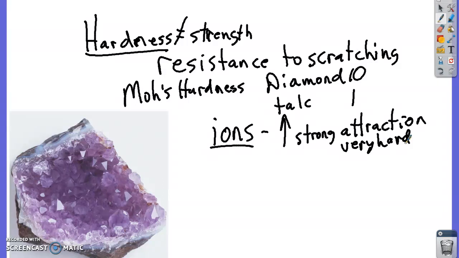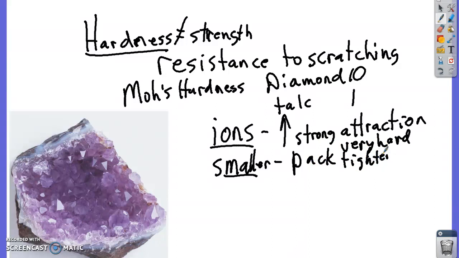Basically, the size of the atoms has to do with it. The smaller atoms, or ions, can pack tighter. They can be more closely packed together, and because of that, they will attract each other more strongly, and they will also test out as being very hard. And the last thing is, even if they're the same type, the closer together they're packed, the harder they are going to be.